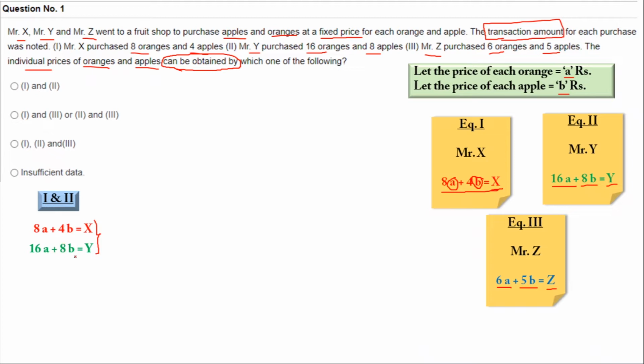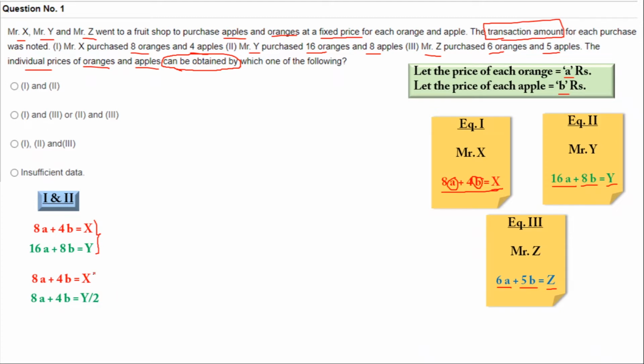Since here it is 8 and here it is 4, I can multiply the entire equation 1 by 2. Otherwise, I can divide the entire equation 2 by 2, which gives me the same coefficient for B. For easy purpose, I divided the entire equation 2 by 2. So I will get 8A plus 4B equals Y by 2.